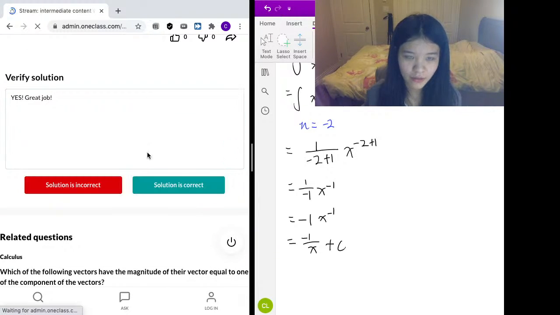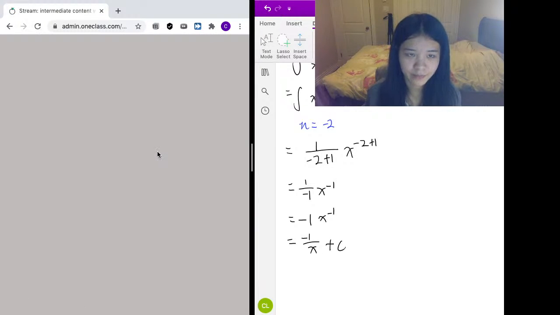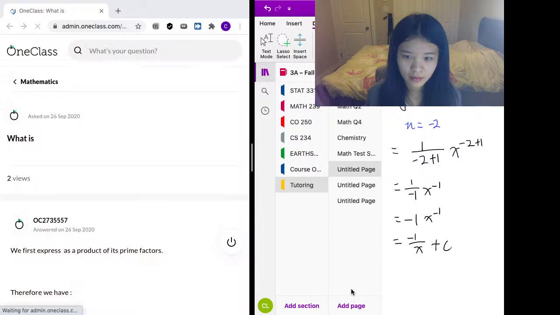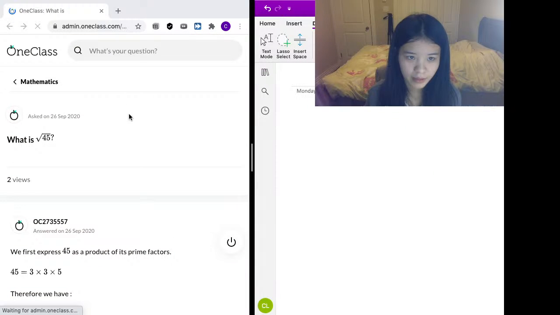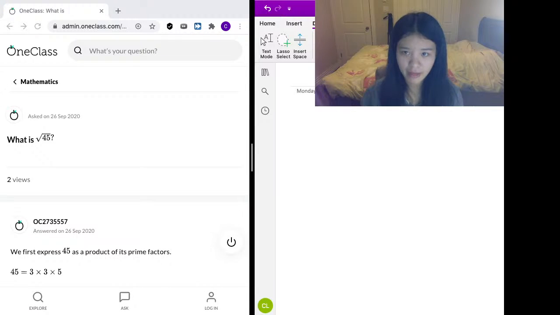And now we're moving on to our next problem. So this problem is, what is the square root of 45? This is our third problem, the square root of 45. So we know that this 45 is divisible by 5. How do we know that? Because any integer ending with 5 or 0 is divisible by 5.